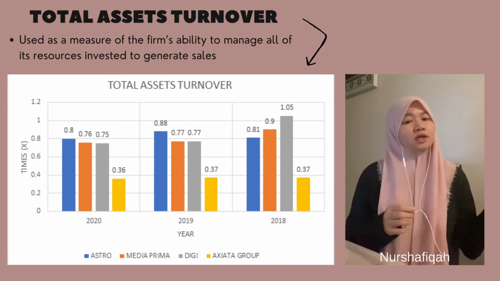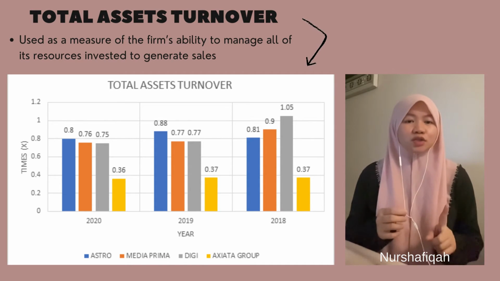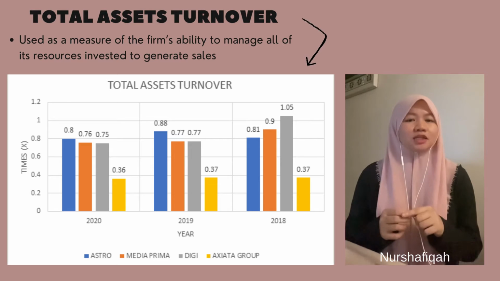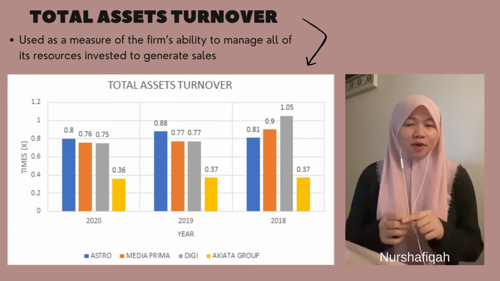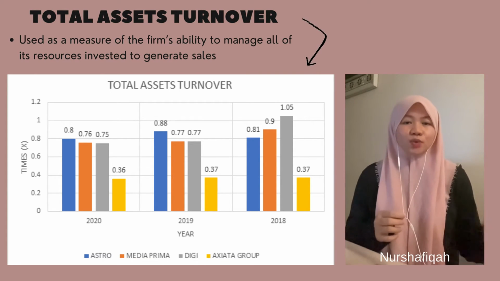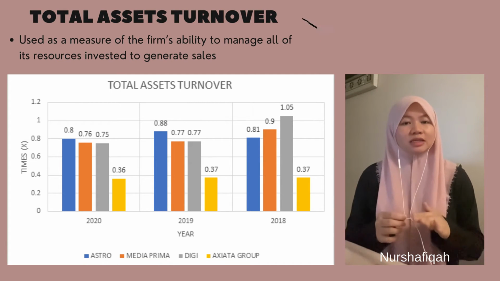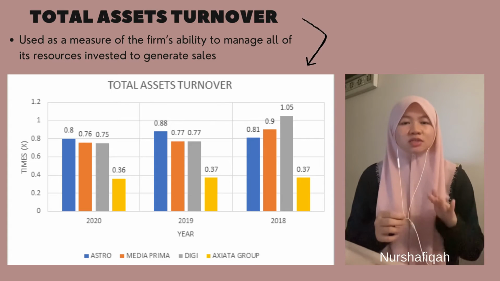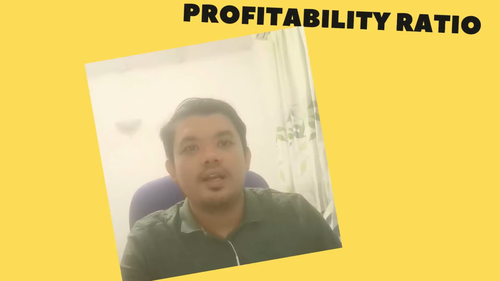Now, from the graph in 2018, DG has the highest total asset turnover, followed by Media Prima, Astro, and lastly Axiata. But in 2019 and 2020, Astro preceded the others with the highest total asset turnover at 0.8, but a different case for Axiata, as it is the lowest total asset turnover at 0.3.